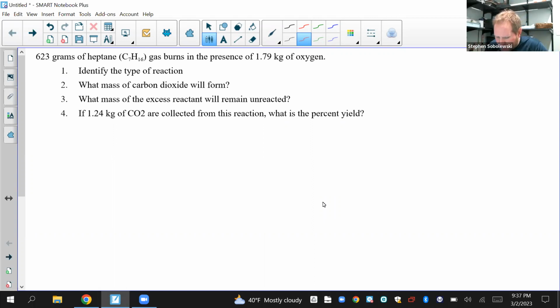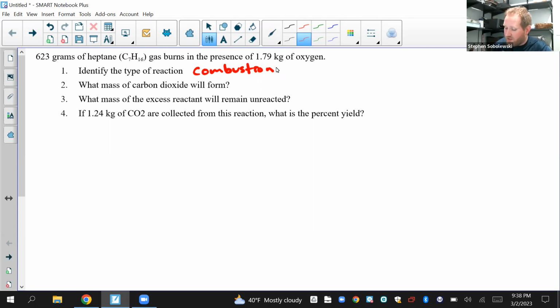623 grams of heptane gas burns in the presence of 1.79 kilograms of oxygen. So type of reaction, it's pretty straightforward. It's going to be combustion, because we have a hydrocarbon fuel burning in air. What mass of carbon dioxide will form?